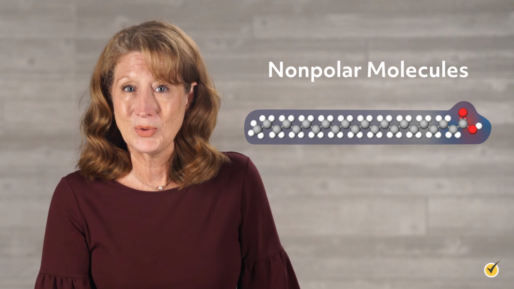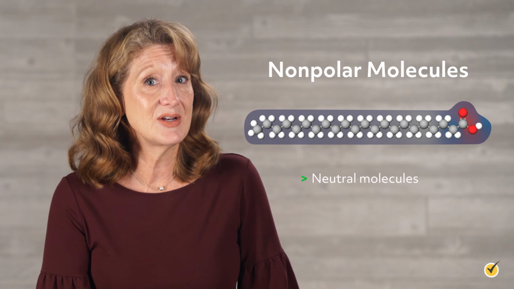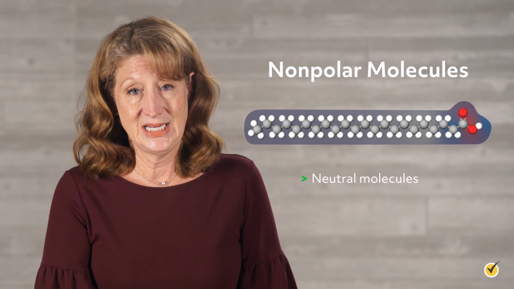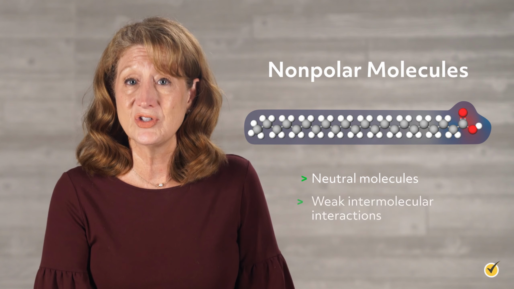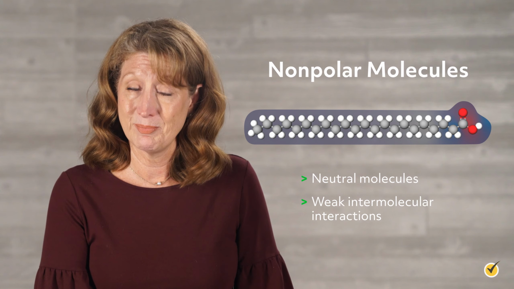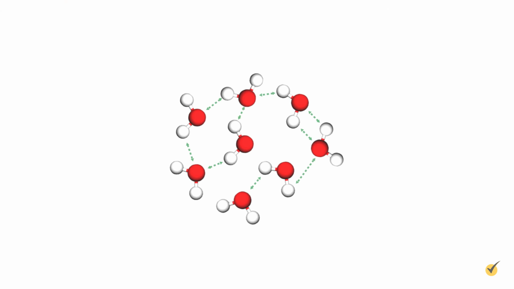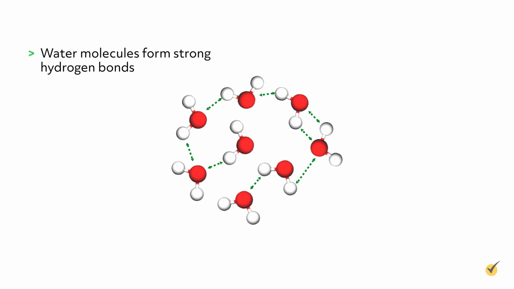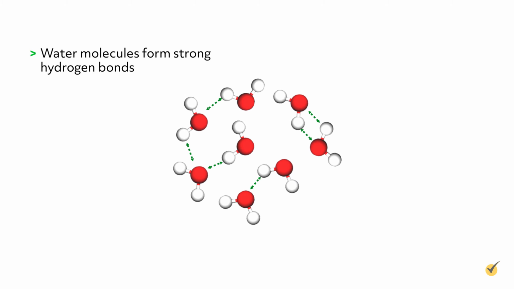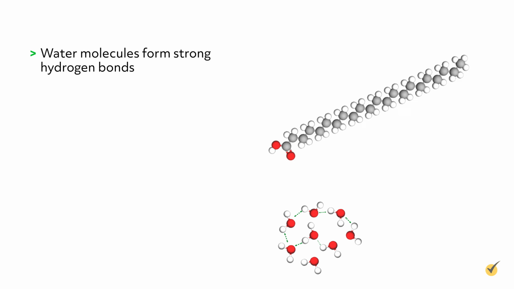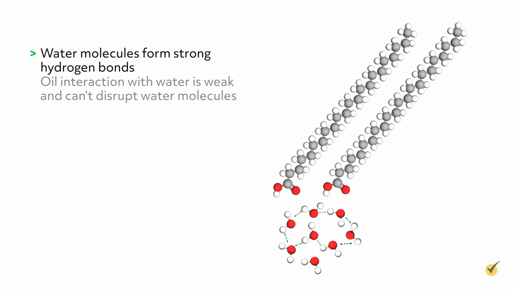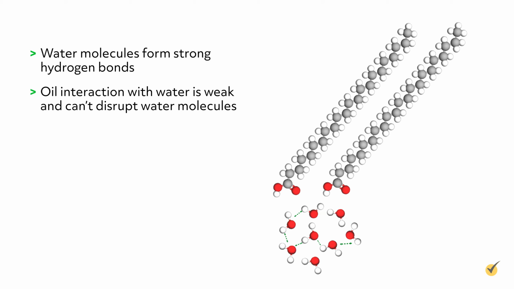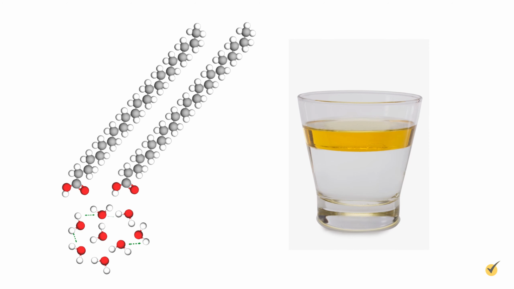Conversely, nonpolar molecules are more or less neutral throughout and are mostly carbon and hydrogen. This means that they can only form weaker intermolecular interactions with other nonpolar and polar molecules. Let's consider an example. When you add oil to water, the water molecules, which are polar and form strong hydrogen bonds, are strongly attracted to each other. While the oil molecules are also attracted to the water molecules, their interactions with water molecules are so weak that they can't disrupt the network of water molecules and wind up sitting on top of the water.